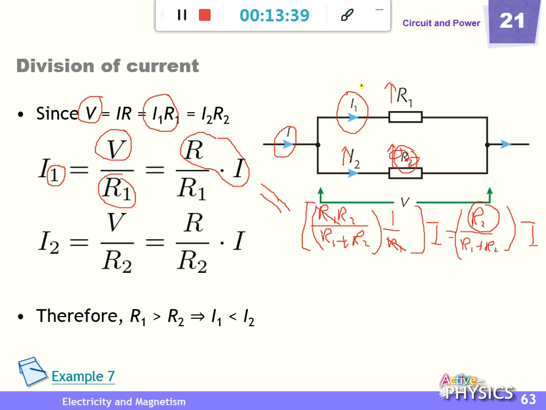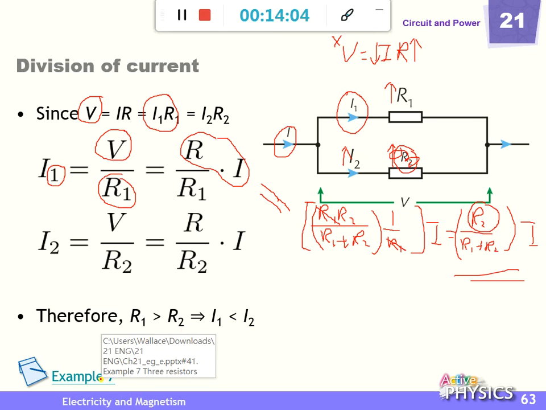Because at the back end, V should be IR. R is greater, but V should be constant because of the common potential difference, then I should be smaller. Okay, this part is very important, especially for multiple choice questions. You just need to use the ratio, then you can get it. Okay, next one.